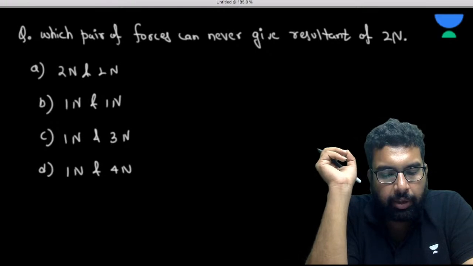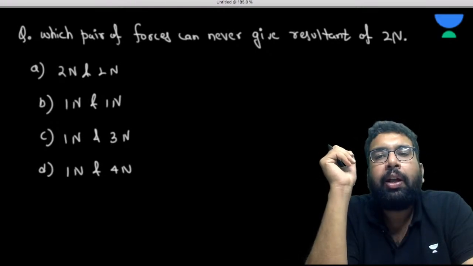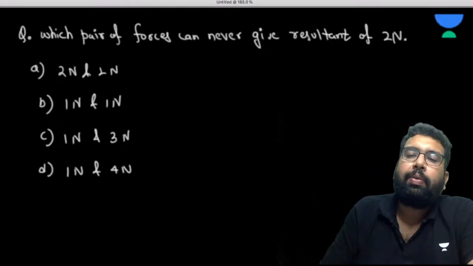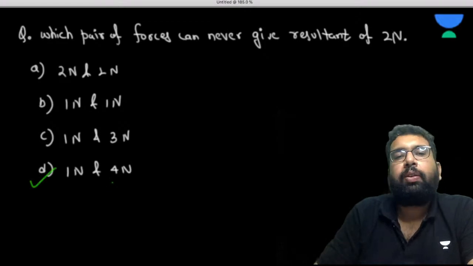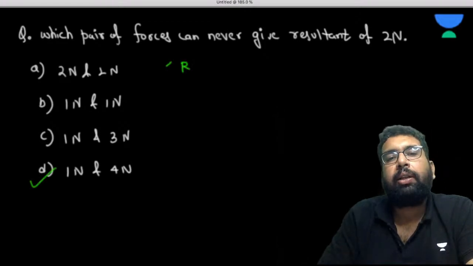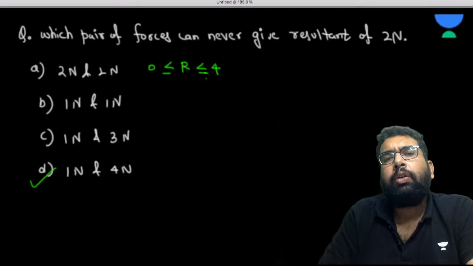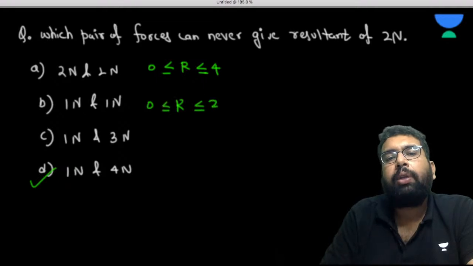So, which pair of forces can never give a resultant of 2 Newton? Sir, it is obviously option D. Okay, because see the difference, what could be the resultant. This resultant can vary from 0 to 4. Can the magnitude of the resultant be 0? Is it possible? What is your take on it? Definitely, sir, it is possible.